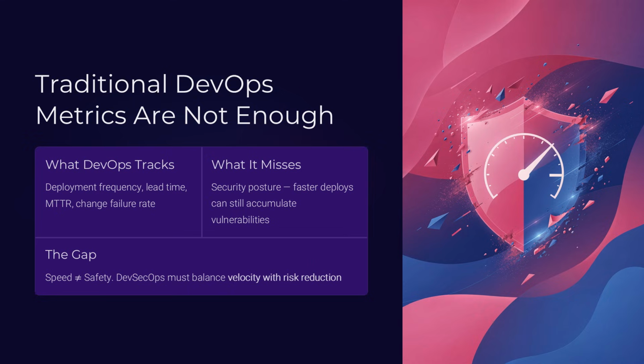Why traditional DevOps metrics are not enough? DevOps traditionally focuses on metrics such as deployment frequency, lead time for changes, mean time to recovery, change failure rate. These are valuable. They reflect operational maturity and engineering effectiveness. But they do not tell you whether you are becoming more secure. An organization can deploy faster and still accumulate unpatched vulnerabilities. It can reduce downtime while increasing exposure. If you are only tracking speed, you are measuring acceleration, not safety. DevSecOps success must balance velocity with risk reduction.